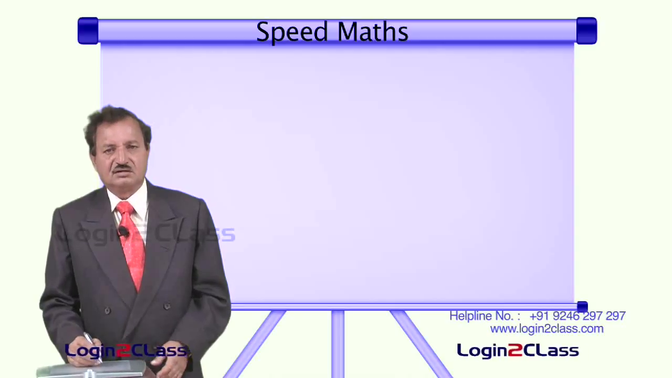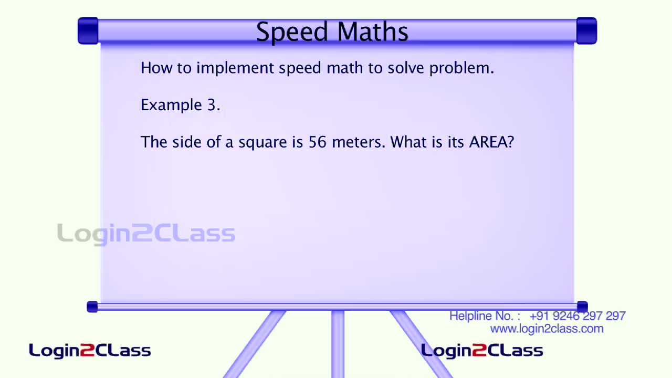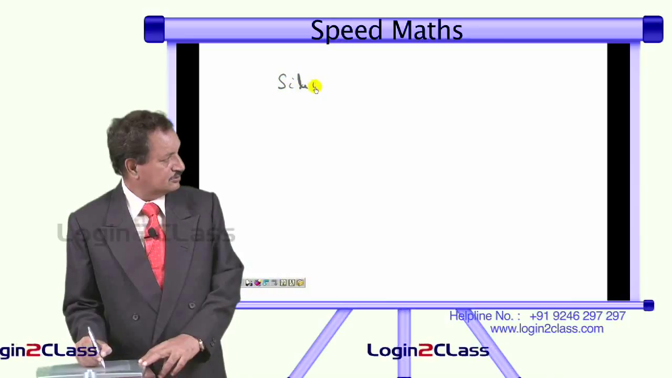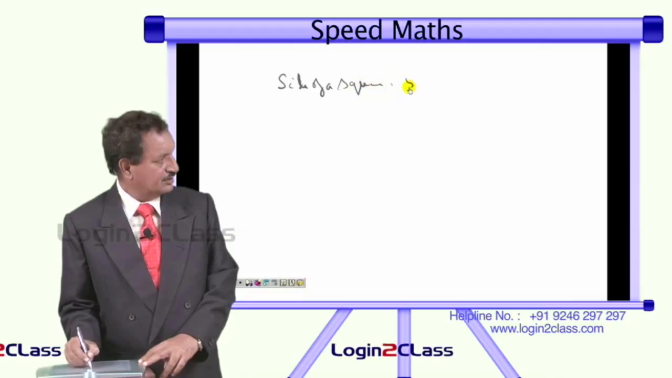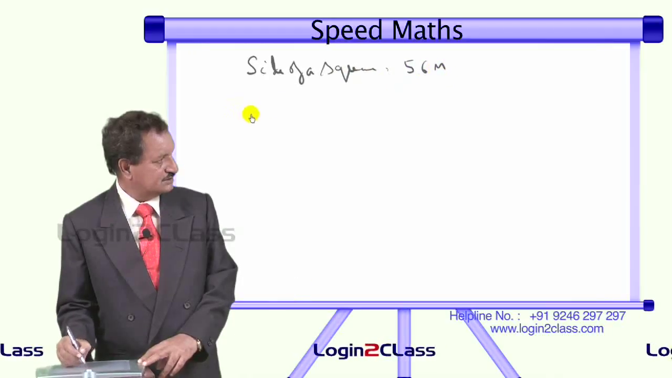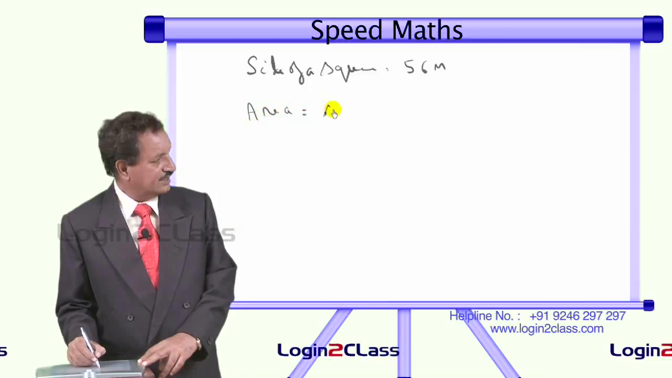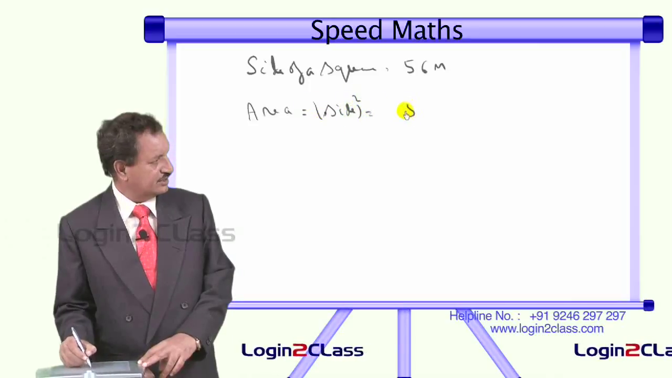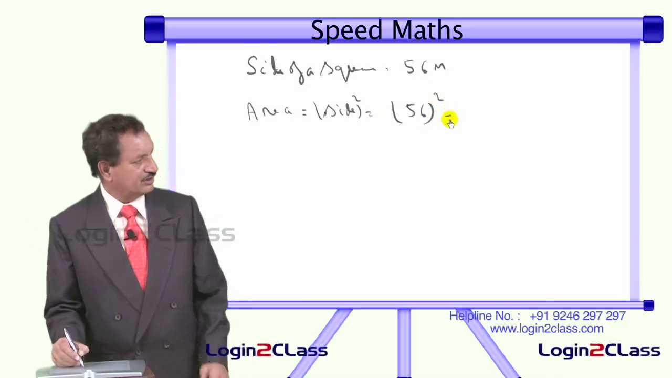See, now let us go to one example. The side of a square is 56 meters. What is its area? Now how to do this problem? Side of a square is 56 meters. Area. What is the formula for area? Side square. Side square is area for a square. Here 56 square. So generally to do this, what you have to do?